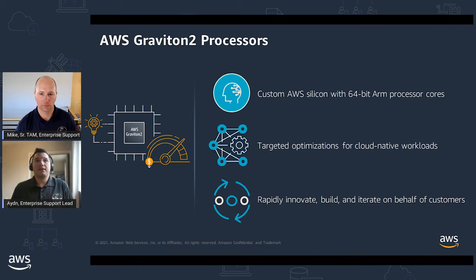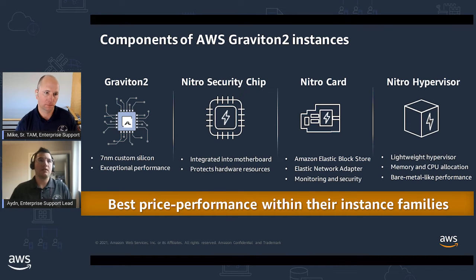So, what exactly are the components of the Graviton2 processor? Let's jump in and take a look. First and foremost, we have the actual processor itself, which is built on 7-nanometer custom silicon and offers exceptional performance. However, Graviton2 is not the first nor the only piece of custom silicon powering Amazon EC2. We have the Nitro security chip that's integrated into the motherboards, and that protects and monitors hardware resources. We also have the Nitro card itself, which offloads many of the traditional needs of the hypervisor into bespoke hardware, allowing much better performance with a lighter footprint.